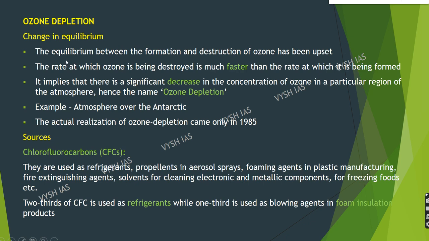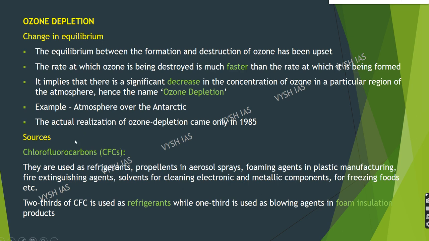Ozone depletion, change in equilibrium. The equilibrium between the formation and destruction of ozone has been upset due to the influx of several substances into the atmosphere that will react with ozone and destroy it. The rate at which ozone is being destroyed is much faster than the rate at which it is being formed. It implies that there is a significant decrease in the concentration of ozone in a particular region of the atmosphere, hence the name ozone depletion. Example is the atmosphere over the Antarctic, which has only a few percent of the ozone that has originally occurred there. Actual realization of ozone depletion came only in 1985.